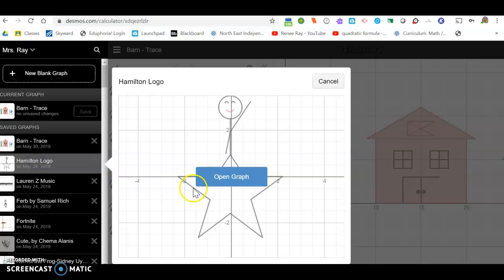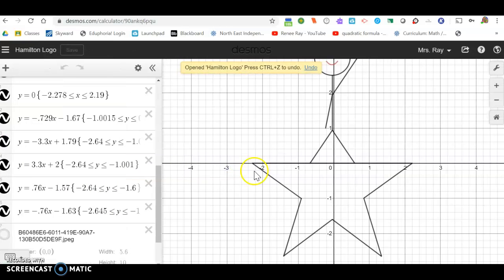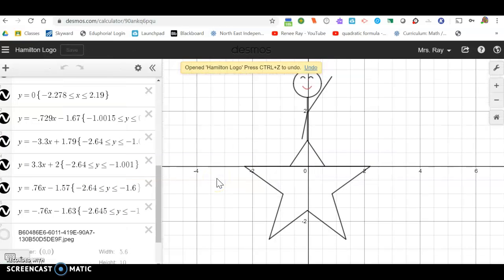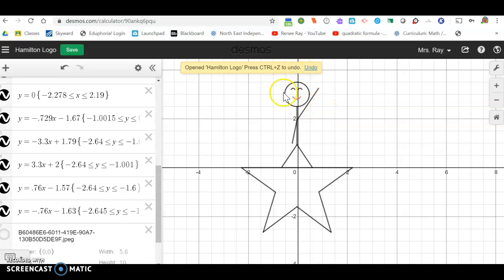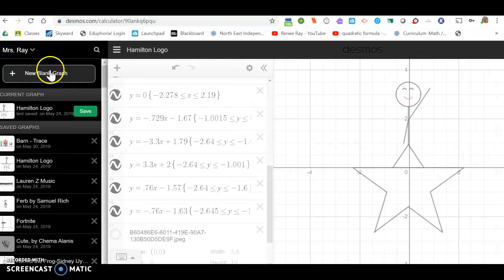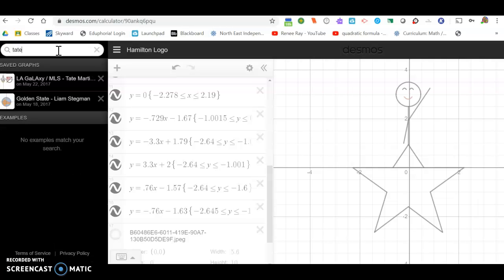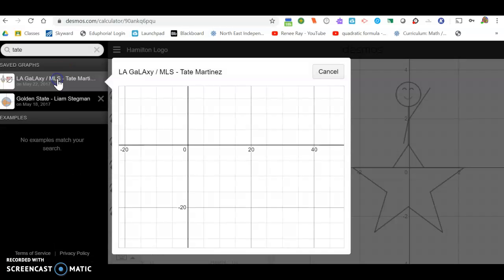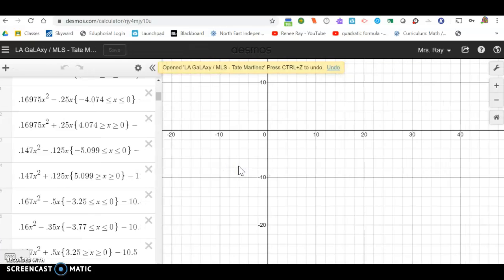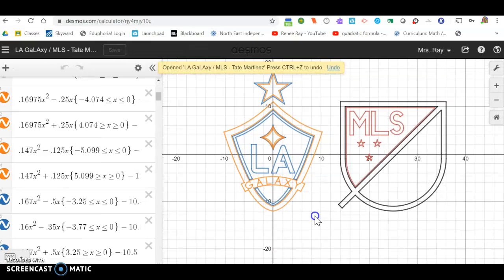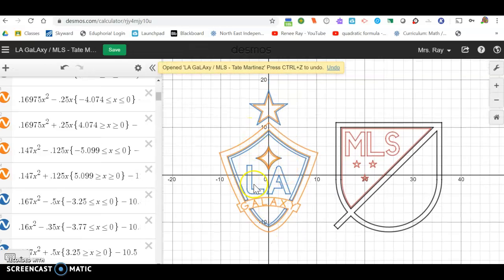Another one, here's a Hamilton logo. This person needed some extra lines, so they drew a person, but you can see their star. Let's see. Here is, this one was super duper elaborate. This one was the LA Galaxy soccer logo, and the Major League Soccer logo.